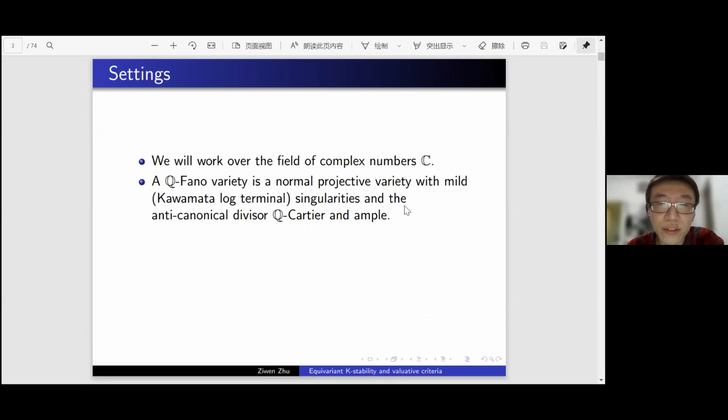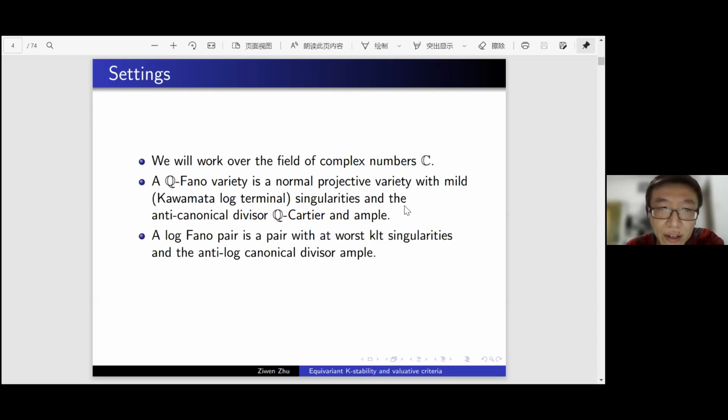When I say a Q-Fano variety, it's going to be a normal projective variety with mild singularities. For those of you who are familiar with the singularities from the minimal model program, this is going to be the Kawamata log terminal singularities, or KLT singularities. A Q-Fano variety has the anti-canonical divisor to be Q-Cartier and ample.